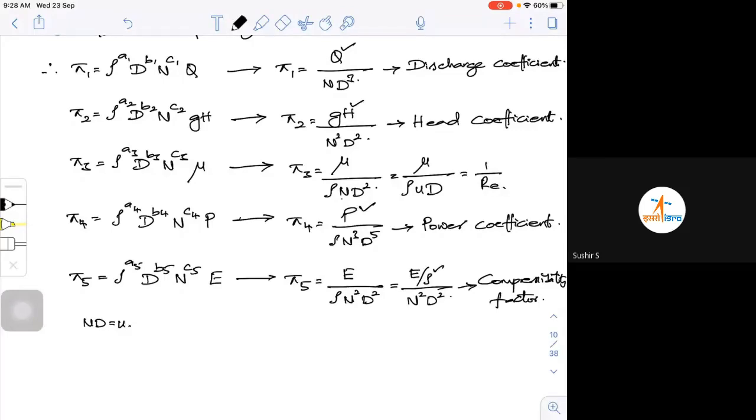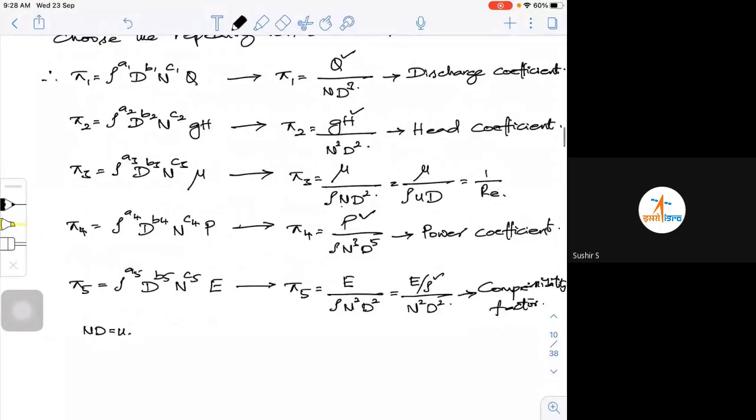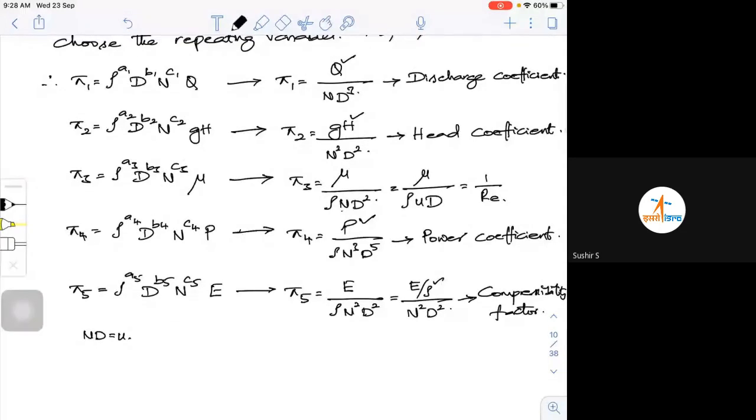Fine. Now, let's try to discuss some of these coefficients. See, if you look at the discharge coefficient, the discharge is a very significant factor. When you look at the head coefficient, the head under which your turbo machine is working is a significant factor. Then when I speak of power P, the power developed by the machine becomes a significant factor.